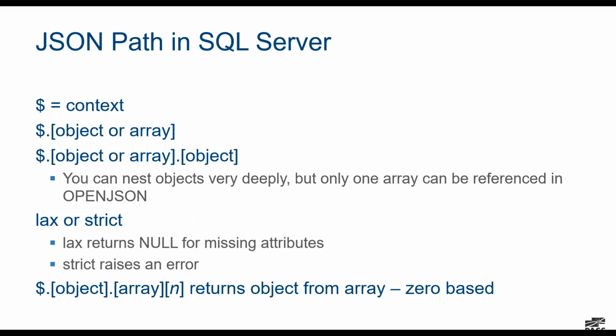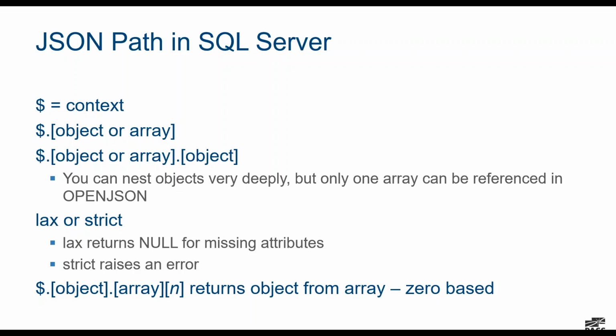Now we get into some cool stuff. As we start to delve into what SQL Server is supporting, it did bring in some of the same concepts as we had with XML data type support. So $ will equal the context. Where are we at? If we say $ with an object or an array, we're going to get that immediate one, and we'll show examples of all these with the functions.